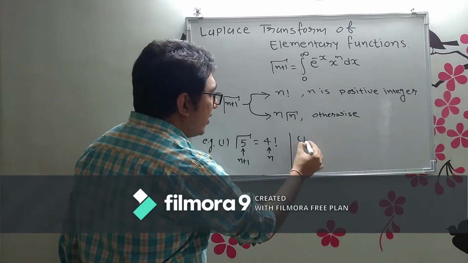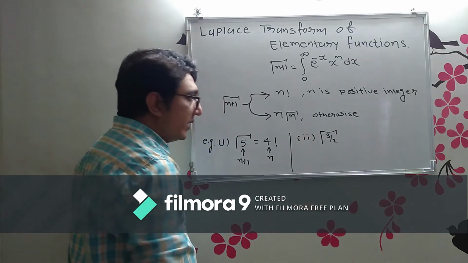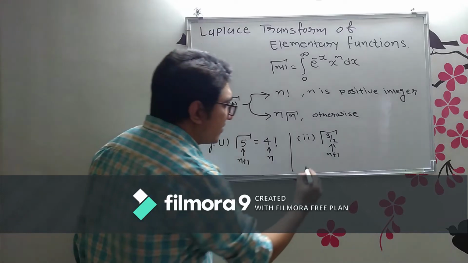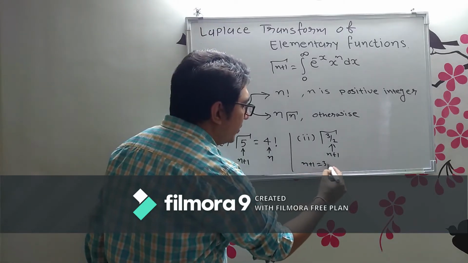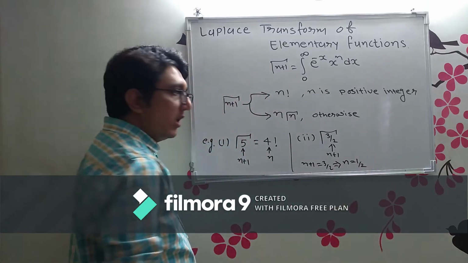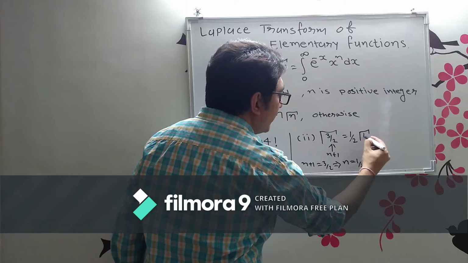And suppose I want to find the answer of gamma 3 by 2. So this is what? This is n plus 1. If n plus 1 is equal to 3 by 2, what is n? n is 1 by 2. So gamma 3 by 2 can be written as 1 by 2 gamma 1 by 2.